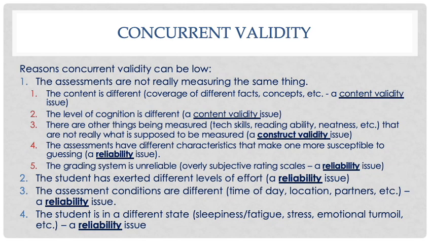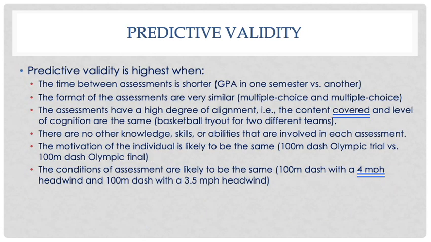When we think about predictive validity, that's again using one assessment to predict performance on another, and it's highest when the time between the assessments is really short, the formats are very similar, and the content validity is really high. In other words, the content on one assessment is, say, exactly the same as the content on another. And so you might be using pre-tests, or practice tests, to try to predict how students are going to do on a later test.